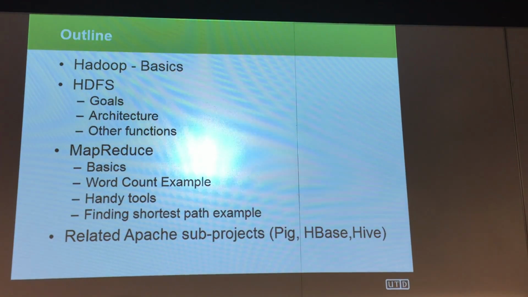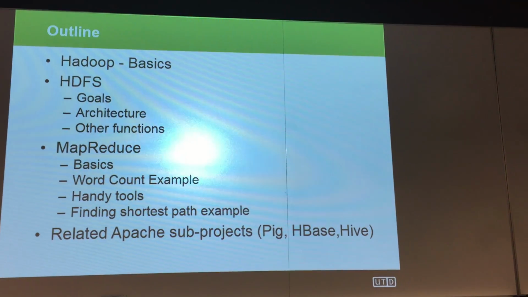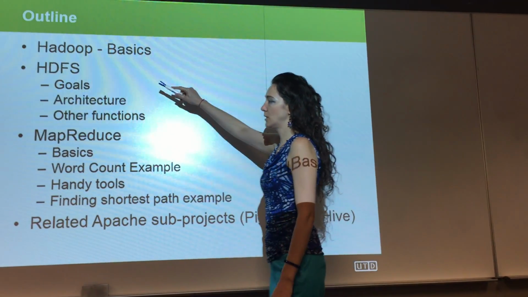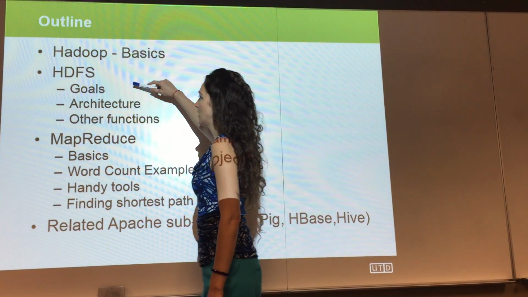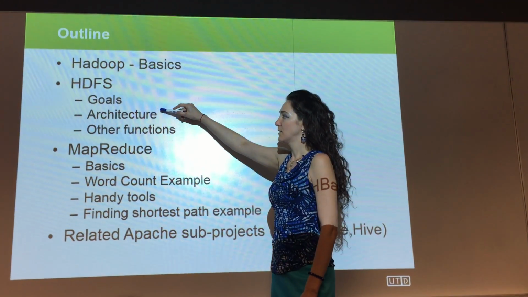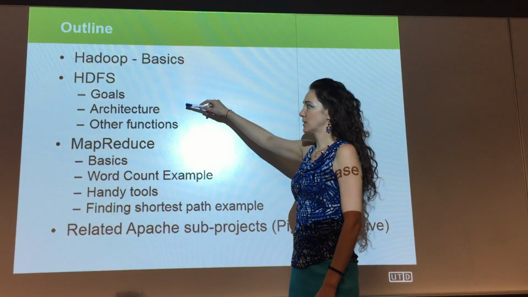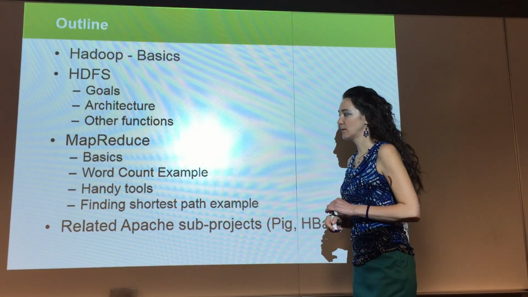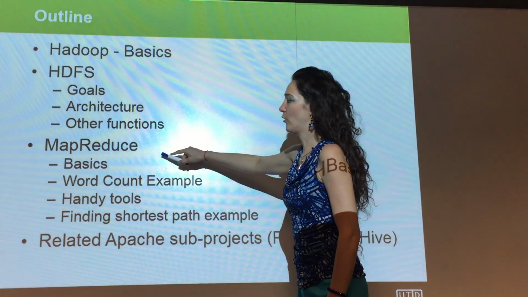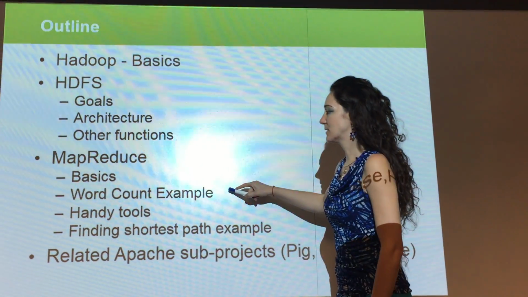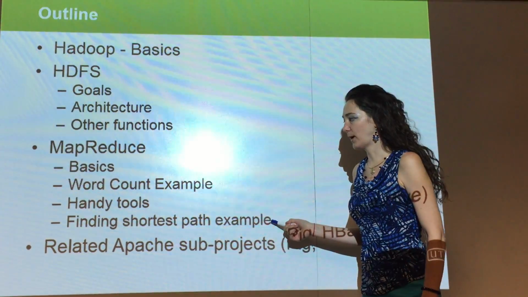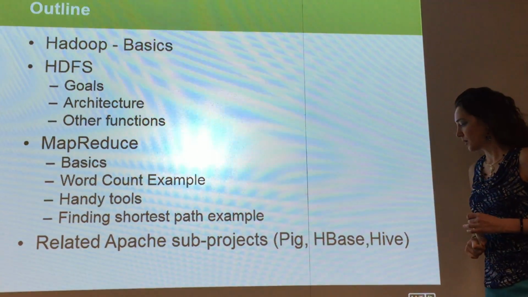So, about Hadoop, we'll talk about the basics. We will look at the distributed file system and why we need the Hadoop distributed file system. What are the goals and the purpose of that, how it is organized, how it is constructed, and its architecture and what features it has. And then we will look again at the MapReduce basics, how that is organized, and that example of the word count, and also another example for finding the shortest path algorithm.